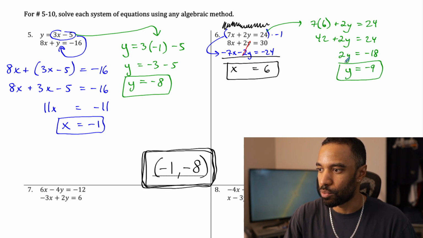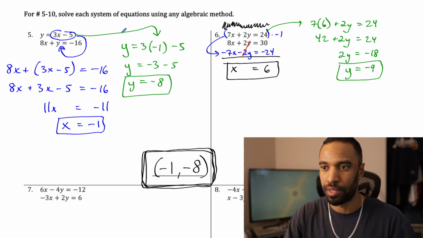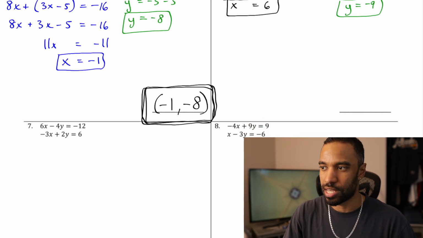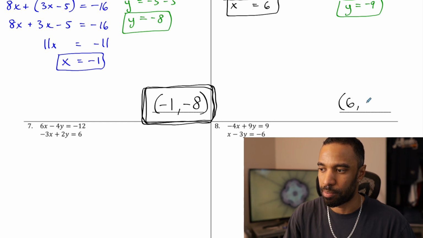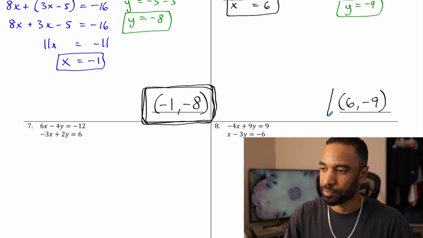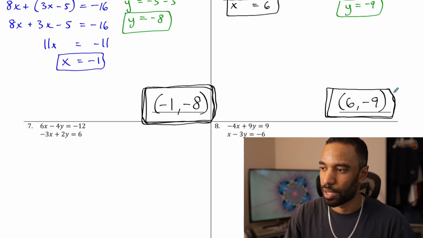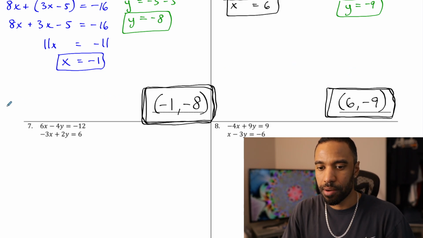So if I did everything right, and I'm going to check this with substitution as well, the final answer should be 6 for x, negative 9 for y, the ordered pair 6, comma, negative 9. Okay. Now, I will do this problem with the substitution method.